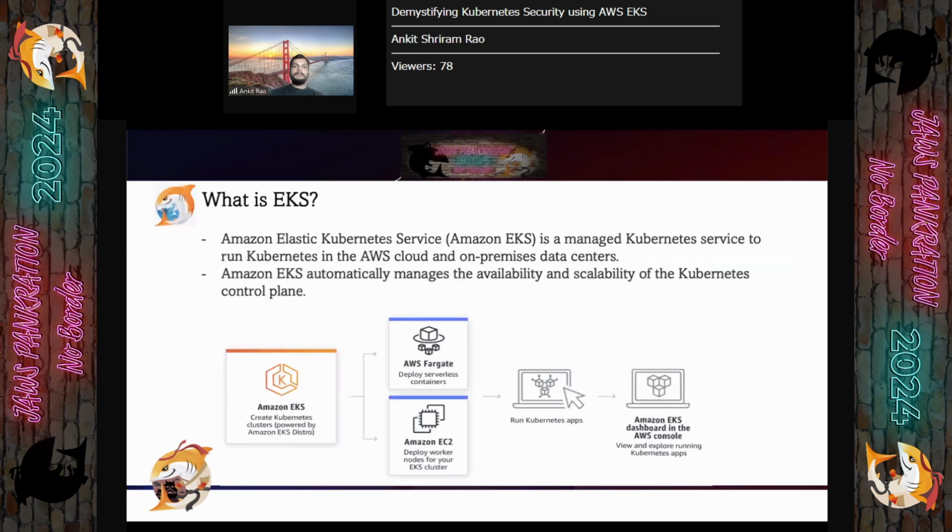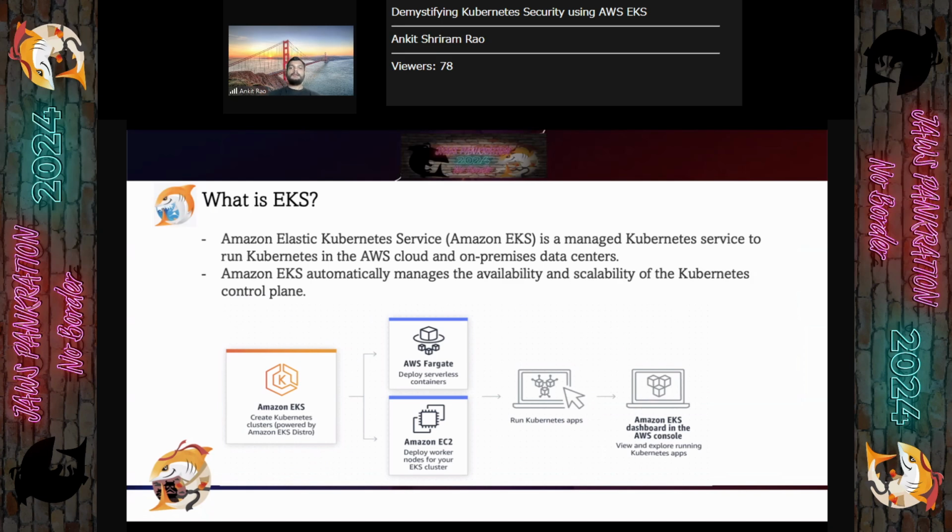Starting with EKS, what is EKS? EKS is a service provided by Amazon Cloud, which is a managed Kubernetes service to run Kubernetes in the cloud and on-premise data centers. The session is confined only to EKS using the normal Amazon EC2 worker nodes and security related within. There are other features and variations provided by Amazon as well to use EKS using Fargate, like a serverless model, but we'll not be talking about that much.